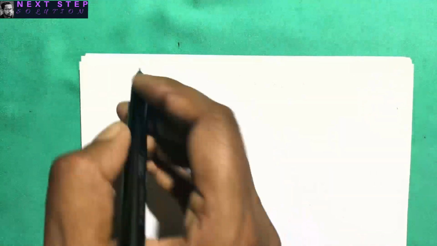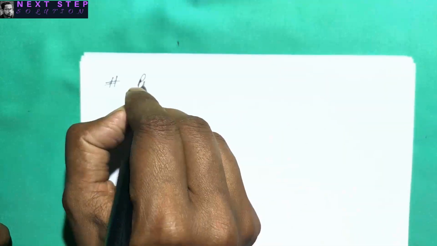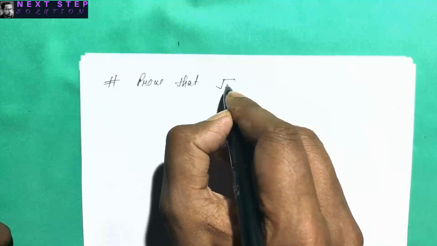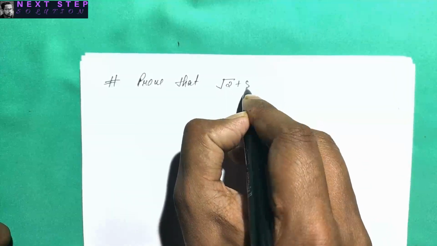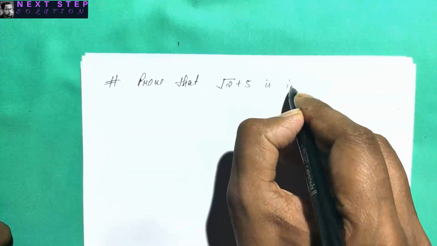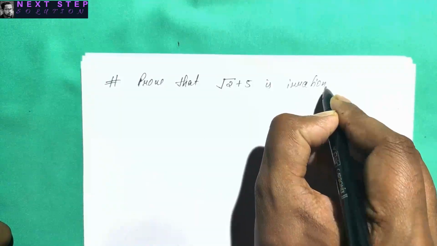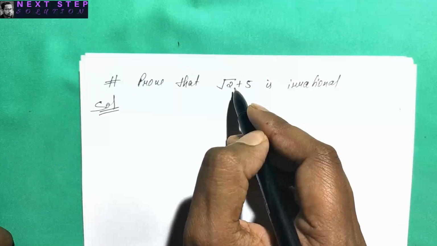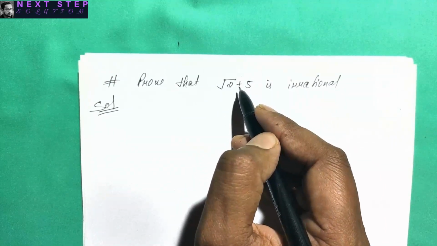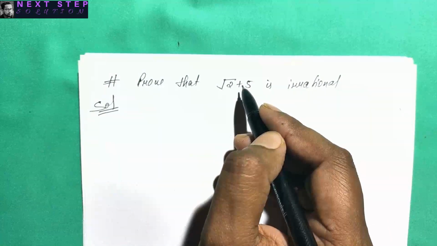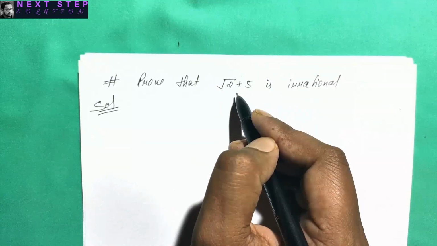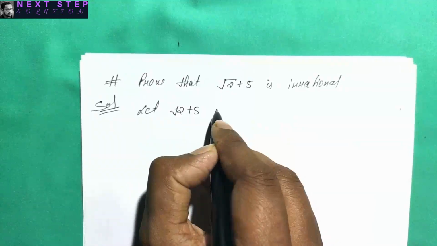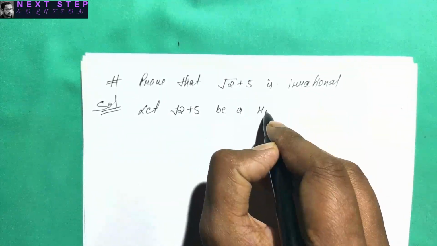Now another common question in class 10 is prove that root any number, say like 2 plus 5 is irrational. Now how to solve this? How to prove this? Again we are going to take the same thing. We will assume this to be a rational number and prove ourselves as wrong. Then ultimately it becomes an irrational number. So let root 2 plus 5 be a rational number.